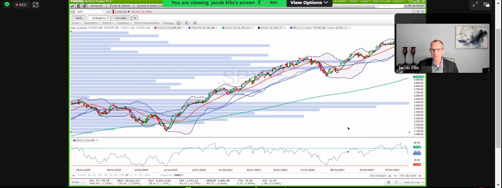But when we talk about these different types of indicators, the key that we should understand is twofold. Number one, we should remember that these indicators are calculations of the past. They are not predictions of the future.